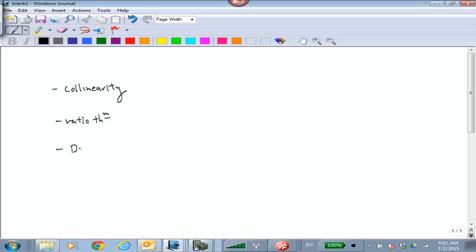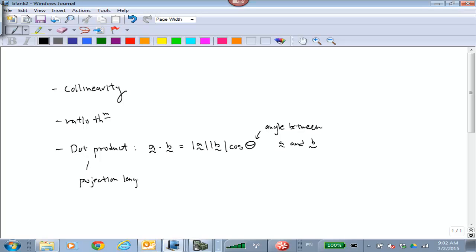One of them is the dot product. Agree? Basic definition: if you dot two vectors together, basically it means that you multiply the lengths and then multiply by cosine theta, where theta is the angle between the two vectors. Alright? Basic. Then for this dot product, what are the uses? The uses are, you can use it to find projection length, projection vector.